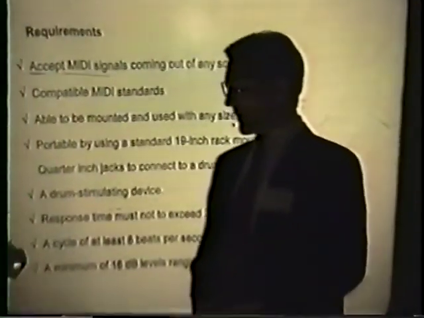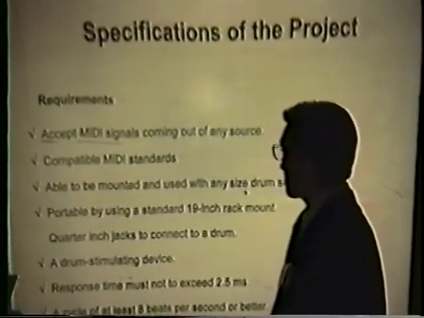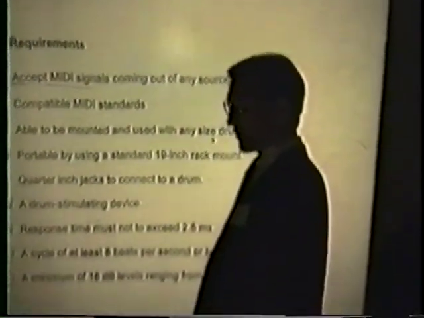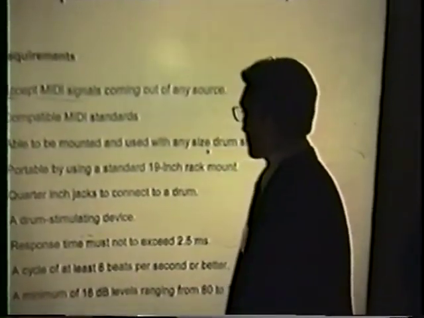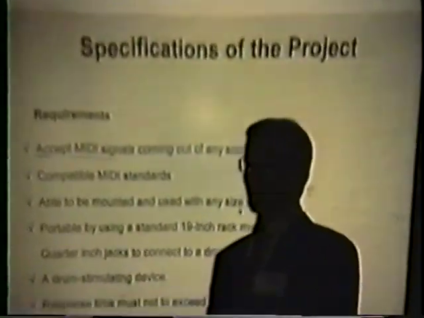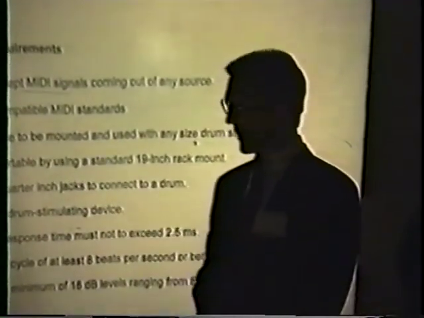The drummer emulator has a number of specifications which we've broken down into three parts: requirements, preferences, and goals. The drummer emulator is able to accept MIDI signals coming from any source and is completely MIDI compatible. It's also portable and is able to be mounted on any size drum set. Partway through the semester, it was decided that we use 25-pin RS-232 connectors instead of the quarter-inch jacks, and that was because that way all MIDI signals and power signals could be contained in one cable.